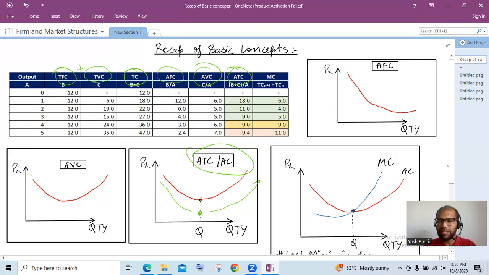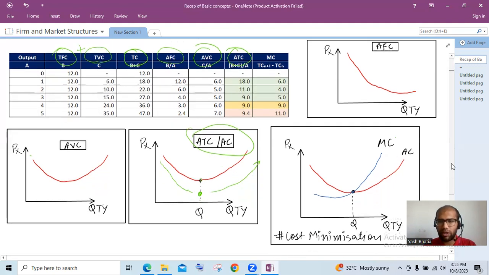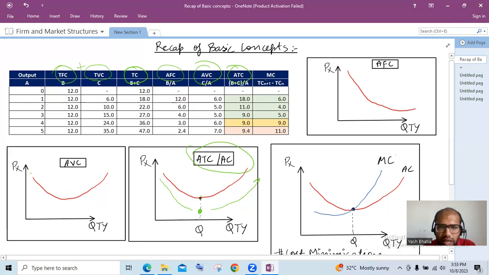Now let's have a look at the relationship. Now this is the MC. So MC is called marginal cost. What it means is the additional cost of producing one more unit. Suppose for producing one unit, you are incurring a total cost of 18. But before that, when you are producing nothing, you are incurring a total cost of 12, right? So the marginal cost of producing one additional unit is 6.